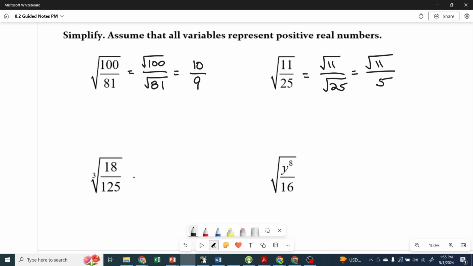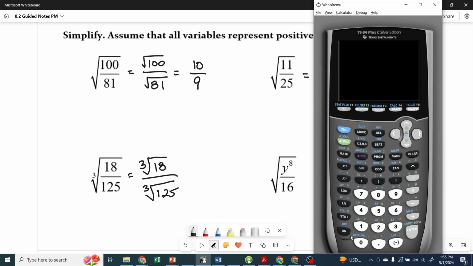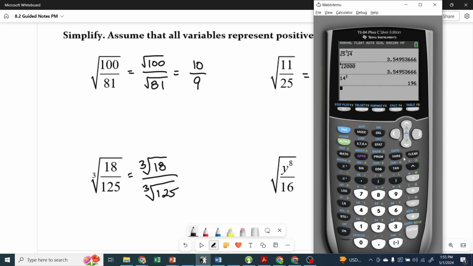Over here, cube root. So this process is the same. We have the cube root of 18 over the cube root of 125. And as a quick reminder, we can easily find the cube root of 125 by using the math key and going to the number 4. And there's our cube root, and just putting our number in. And that's 5.